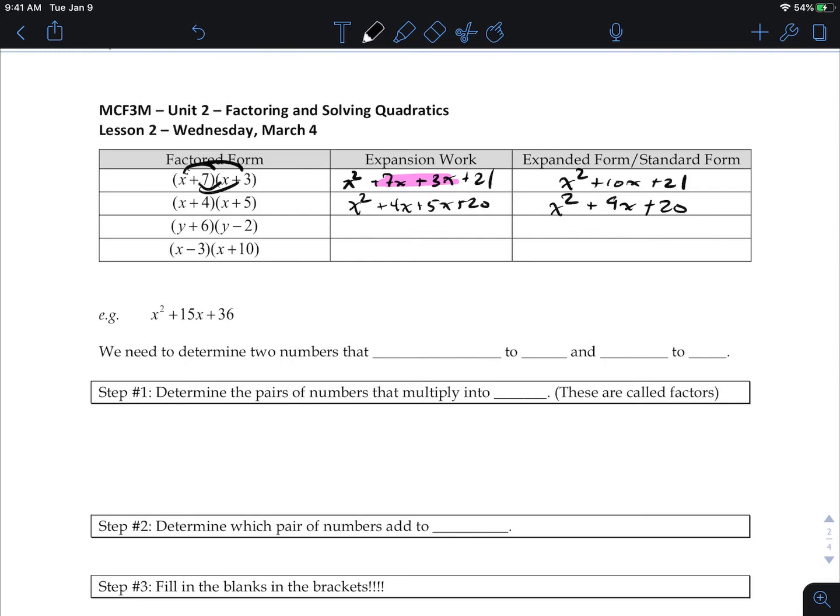Okay. So this one here is going to be y squared to change the variable. y squared minus 2y plus 6y minus 12. You collect the two in the middle. That's going to be y squared plus 4y minus 12.